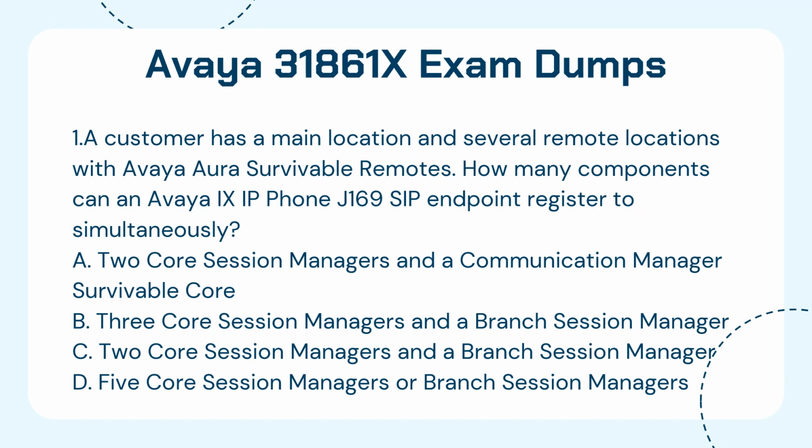1. A customer has a main location and several remote locations with Avaya Aura survivable remotes. How many components can an Avaya XIP phone J169 SIP endpoint register to simultaneously? A. 2 core session managers and a communication manager survivable core. B. 3 core session managers and a branch session manager. C. 2 core session managers and a branch session manager. D. 5 core session managers or branch session managers.